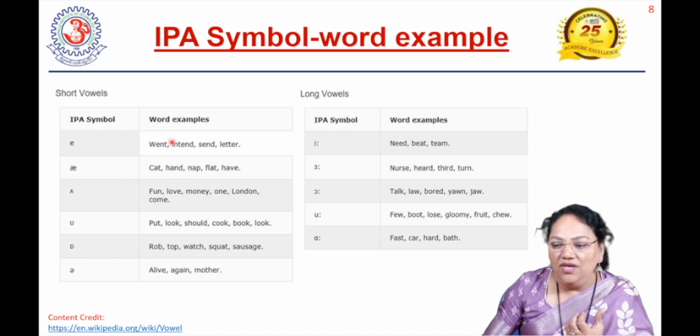So here, WENT. This is the letter E, but it is not the sound E here. This is only the IPA symbol. Now this is the word where we have the spelling of WENT. Here, E is a vowel. E is a vowel, but it is not the sound. Now, what is the sound? It is eh. So, went.